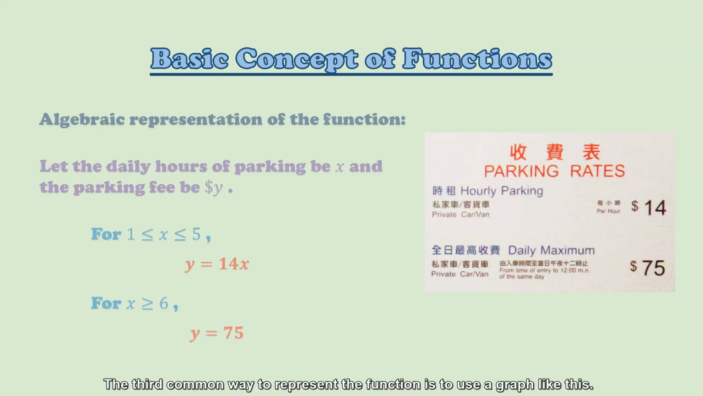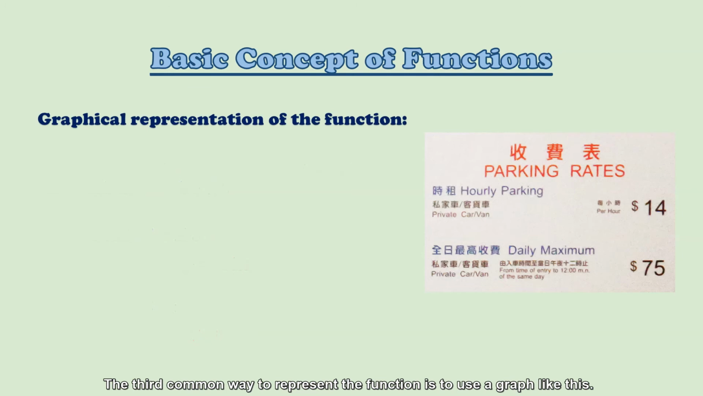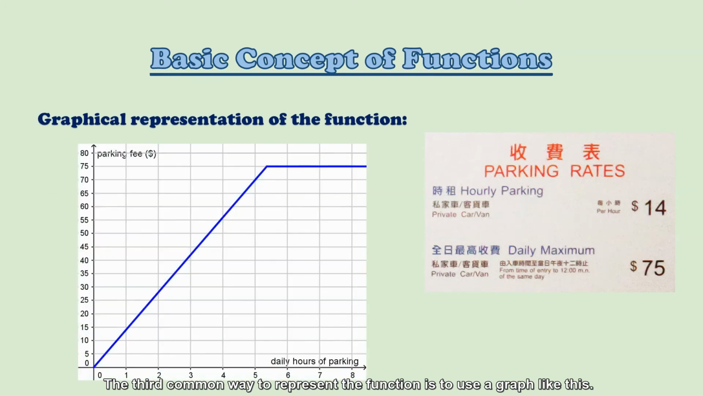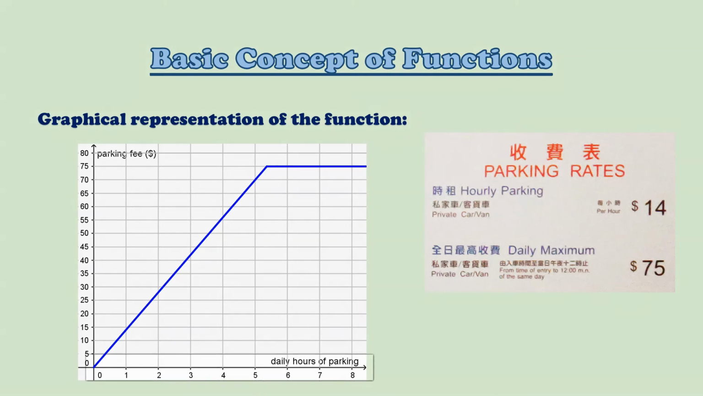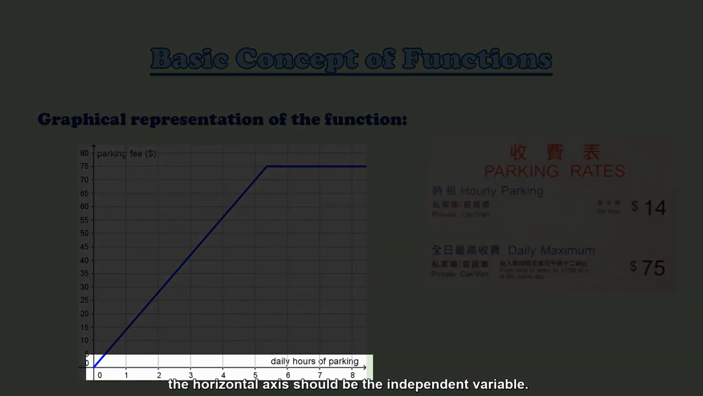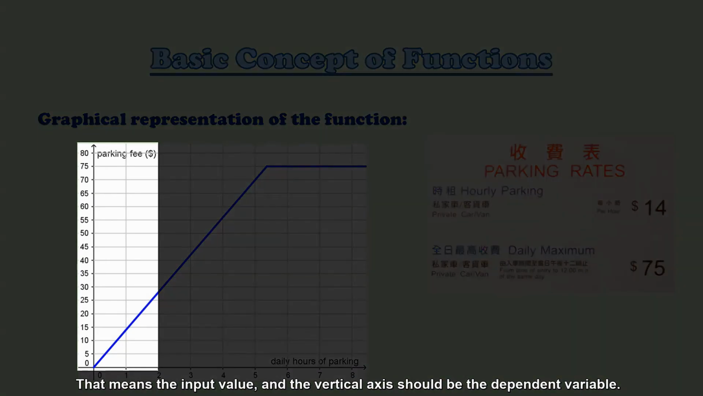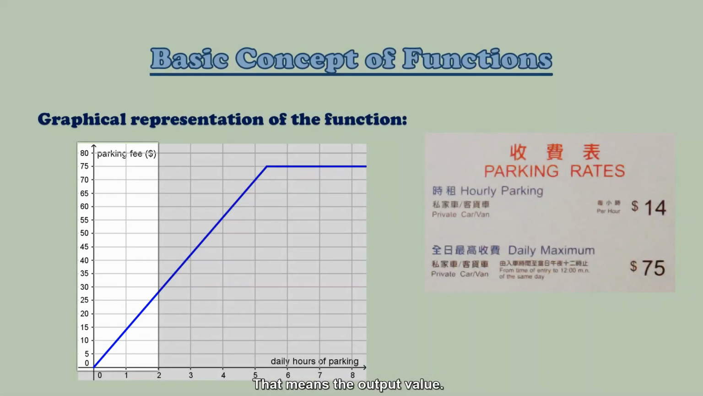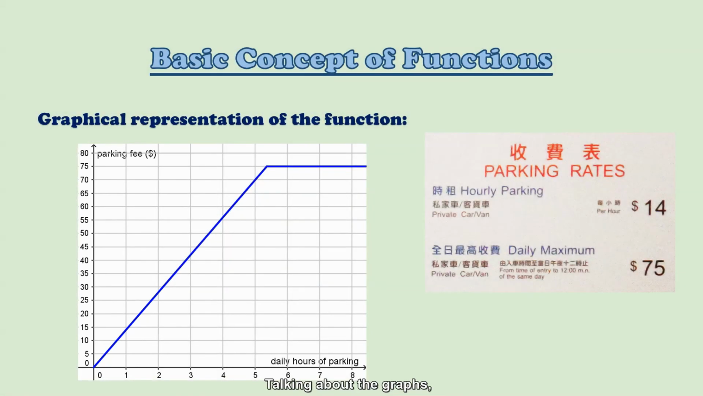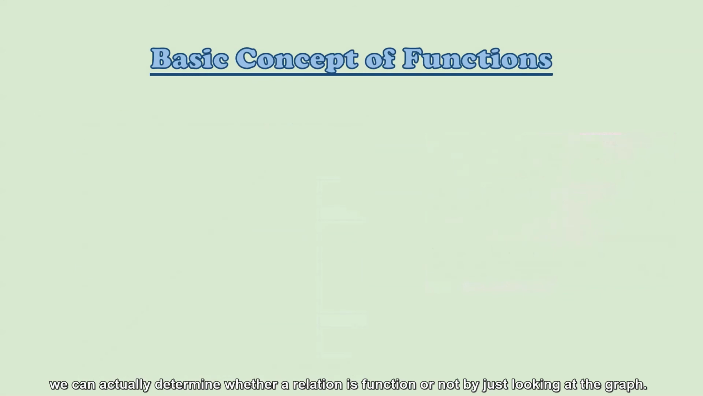The third common way to represent the function is to use a graph like this. When we use a graph to represent a function, the horizontal axis should be the independent variable, that means the input value, and the vertical axis should be the dependent variable, that means the output value. Talking about graphs, we can actually determine whether a relation is a function or not by just looking at the graph.